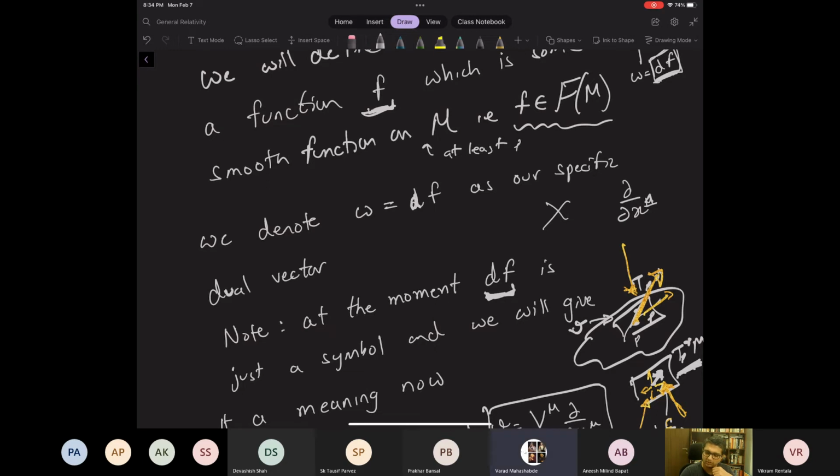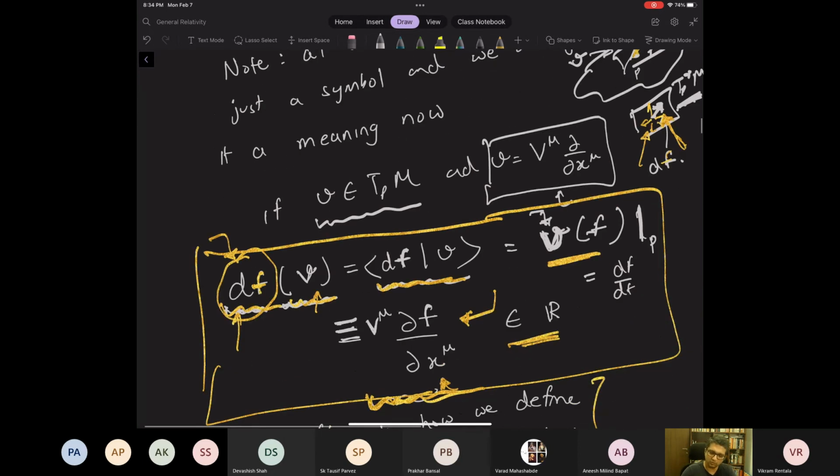So x star, which belongs to the dual vector space, exists independent of any functions. We're picking out a particular dual vector, which we're denoting as df. The way we're picking it is by choosing a function and then finding a dual vector which corresponds to that.